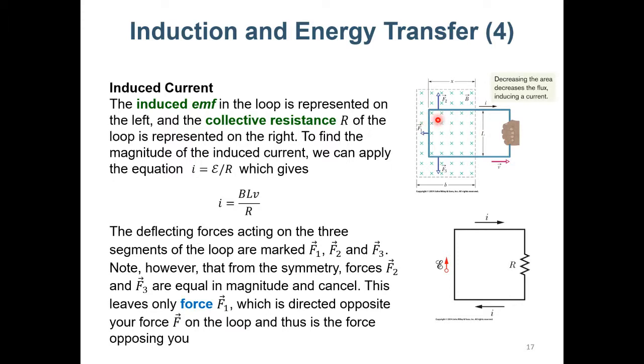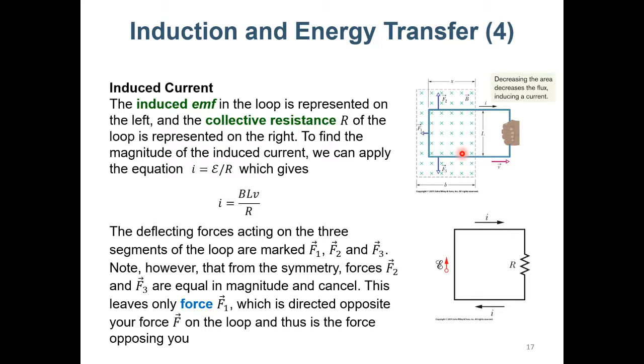So we know that the B field is only this area, so there's no force acting on this line. And for this one, the current is going to the right, and the magnetic field is into the page. So we use the right hand rule. The force will be directed upwards.